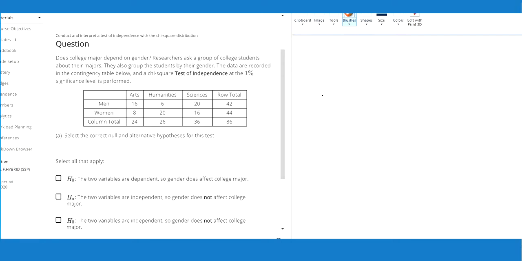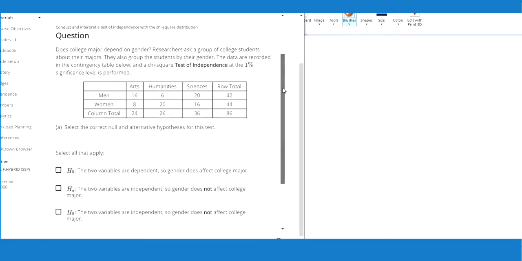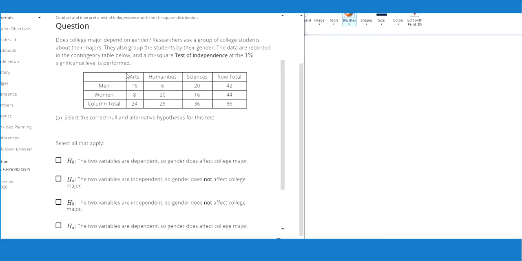We're asked to conduct a chi-square test of independence here. So we're testing to see whether these two categories are dependent or independent on one another. And I think this is actually a table we saw earlier. Maybe the numbers have changed a little bit, but there's two categories. There's the student's choice in major in college.